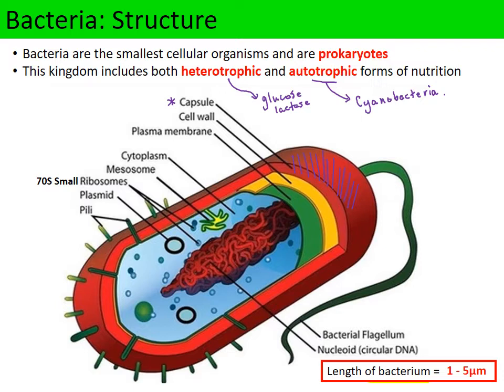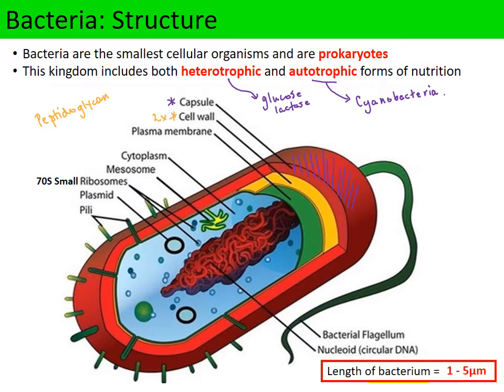Now, the cell wall is made of peptidoglycan, and there are two types of cell wall. One bacterial cell wall for gram-positive bacteria will have a very thick peptidoglycan layer. Now, gram-negative bacteria, on the outside of a thinner peptidoglycan layer, will be a layer of what we call a lipopolysaccharide. So there's two main types of cell wall structure that we'll see very shortly.